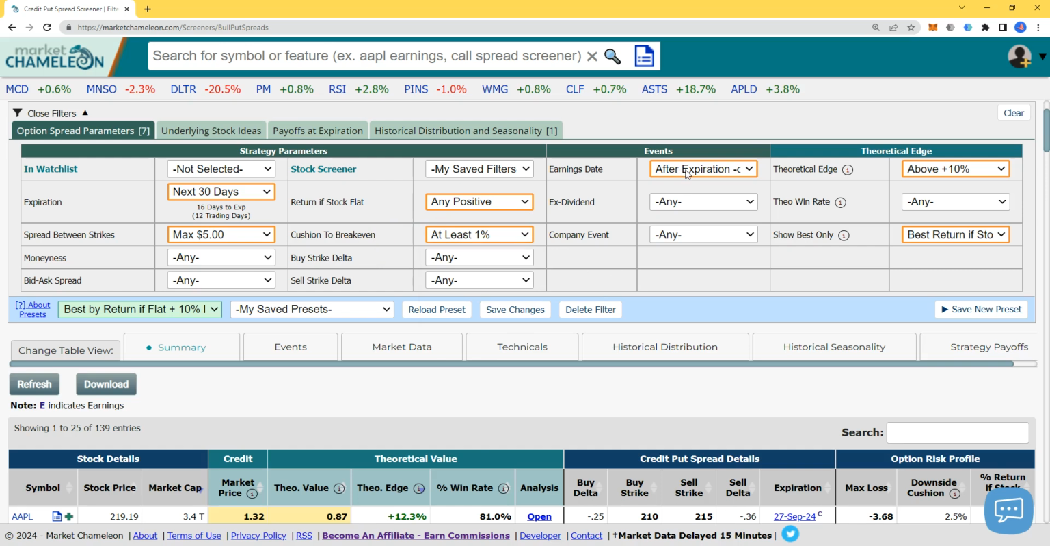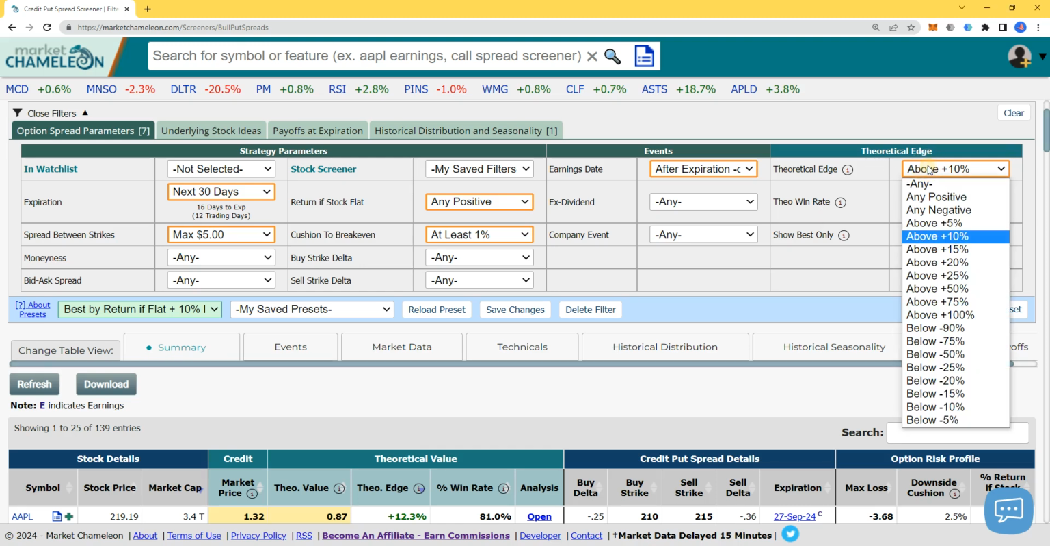And you see here, this is what I like to see: earnings, no earnings after expiration, or none. You can play with it, but that means that there's no surprises. Of course anything can happen, but basically we don't want any surprises. When we sell a put credit spread, we want the stock to do nothing, or go up, or go down just a little bit. So that's good.